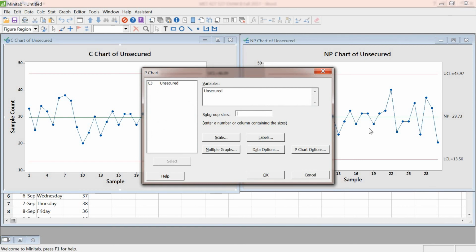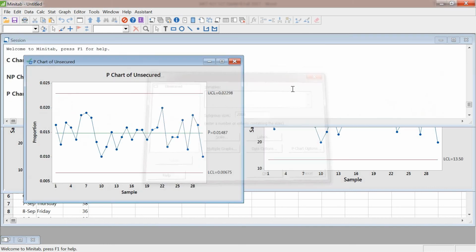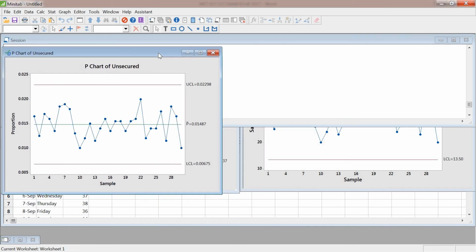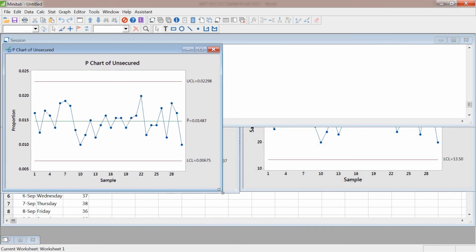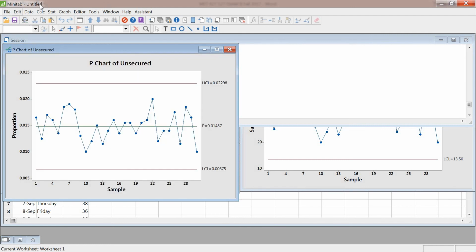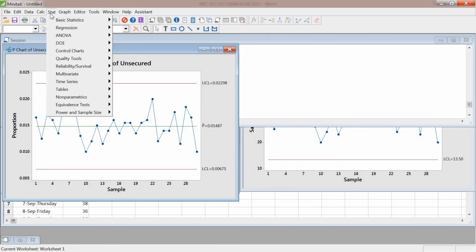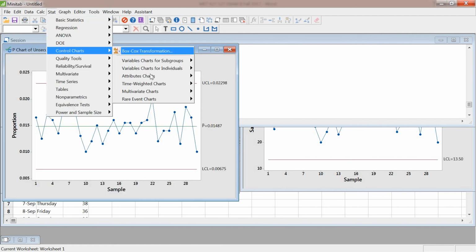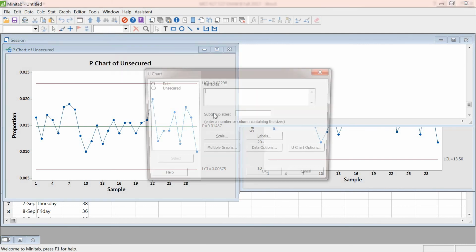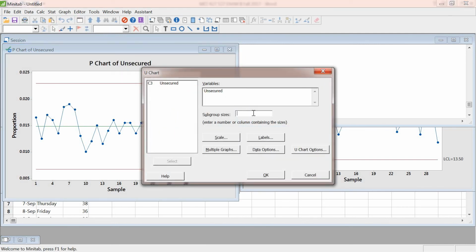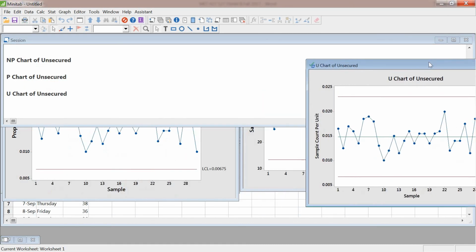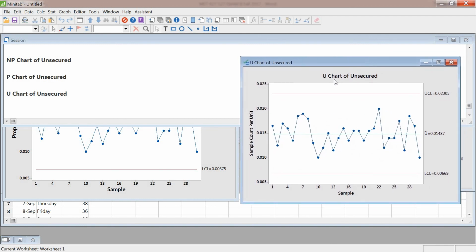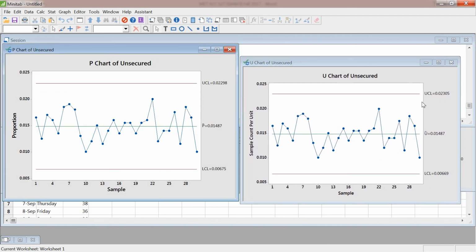So just to create the P chart, enter the sample size. This will give you the proportion of doors that were unlocked on average on a daily basis. Let's create the U chart. There will be no difference, looking exactly the same. 2,000 doors. So here is the chart. They look exactly the same. The control lines are the same.